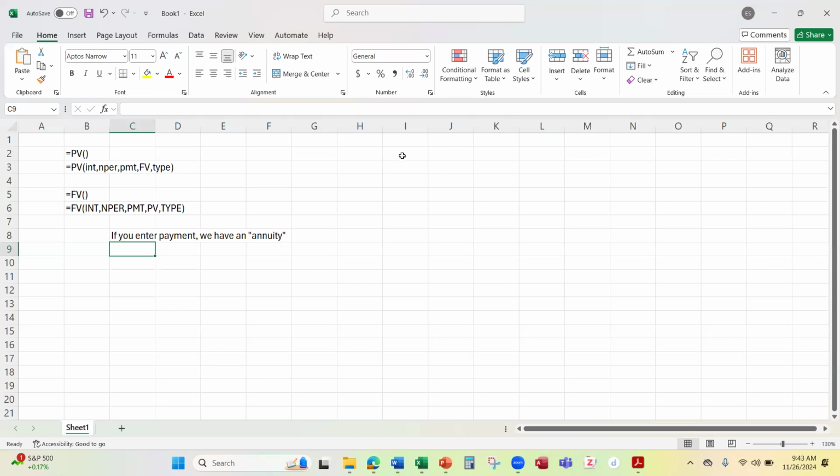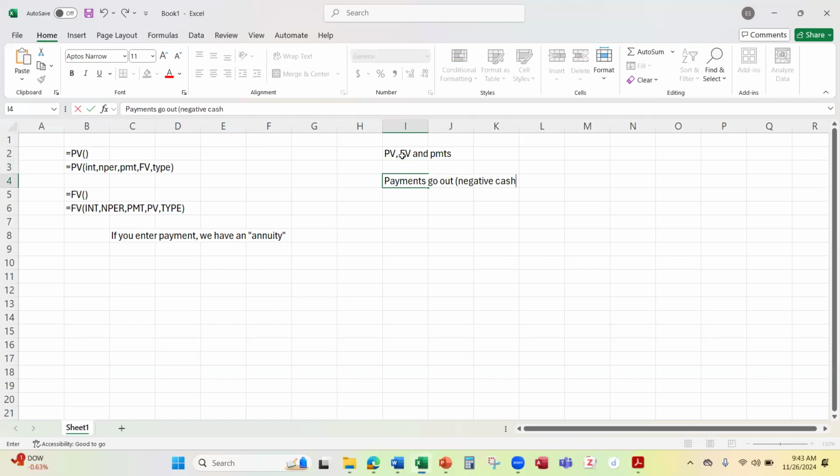So, thinking about present values, future values, and payments. Payments that go out are negative cash flows. Anytime you take a payment and put it into an investment, that's one example. If I want to invest in a certificate of deposit at my bank, or invest in a stock, and I'm taking $1,000 and putting it into that investment, that is considered a negative cash flow.